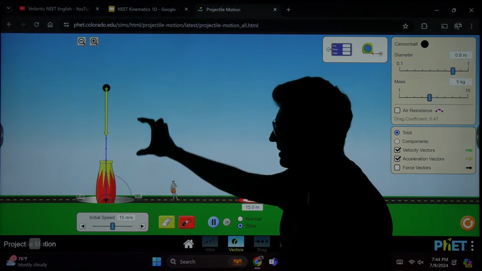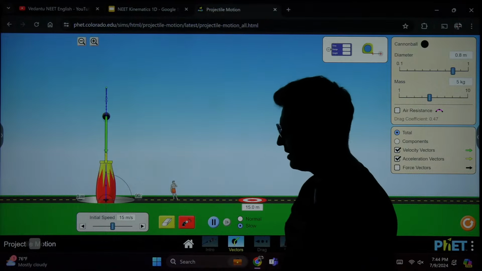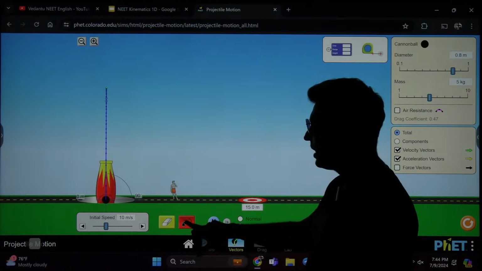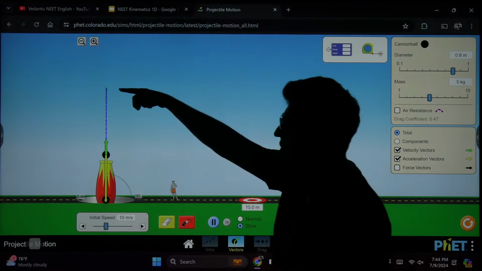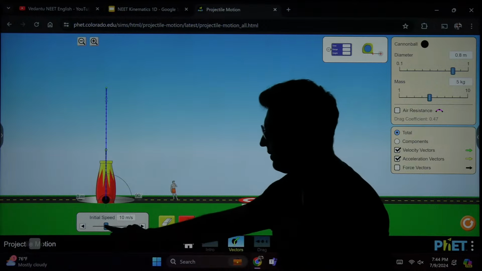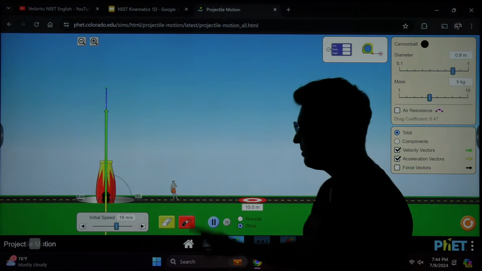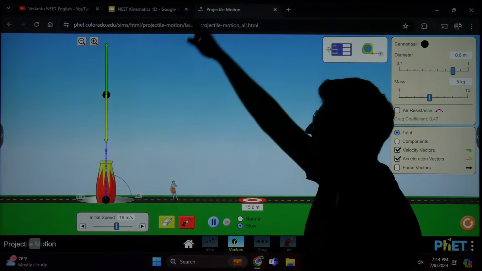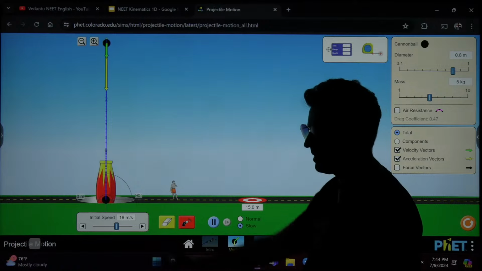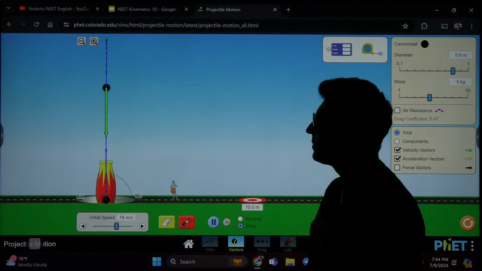A yellow vector always remains constant before it comes down. If obviously I reduce the speed, it will not go up so much. Earlier it was going till here, now it is only going till here, and then it is coming down. If I again increase the speed to 18 or something, you will see it will go up even further before it stops. It stays in the air for a longer time and it comes down.